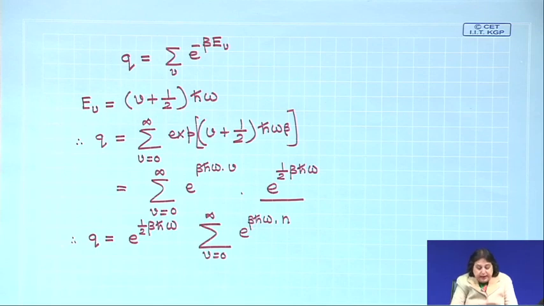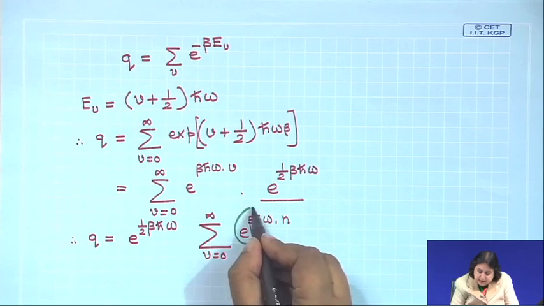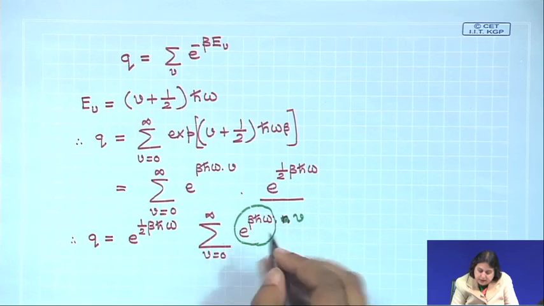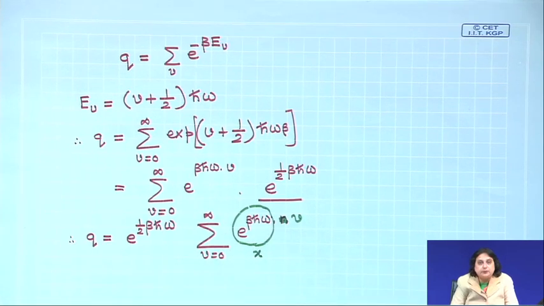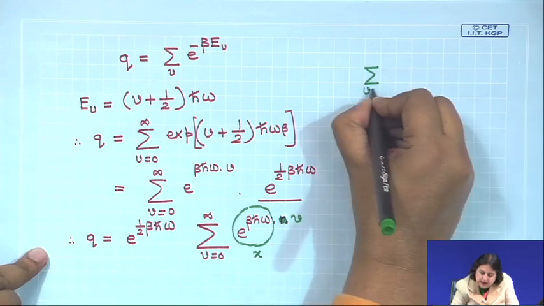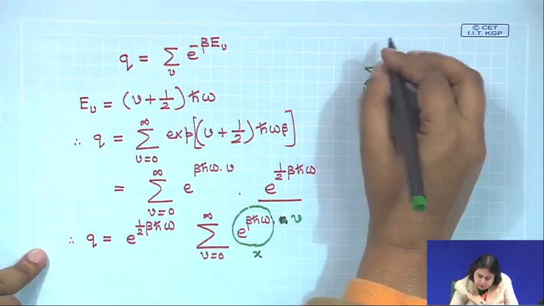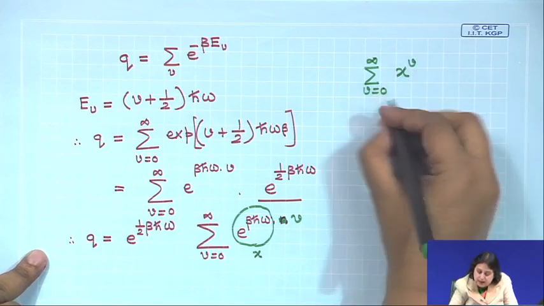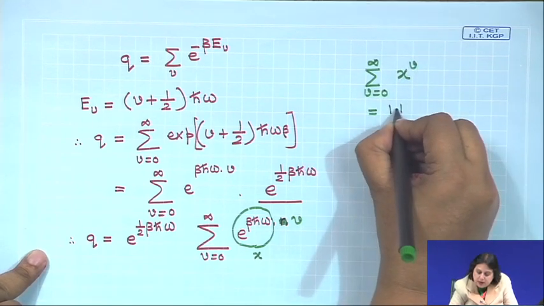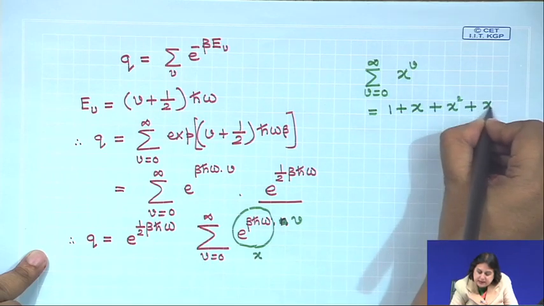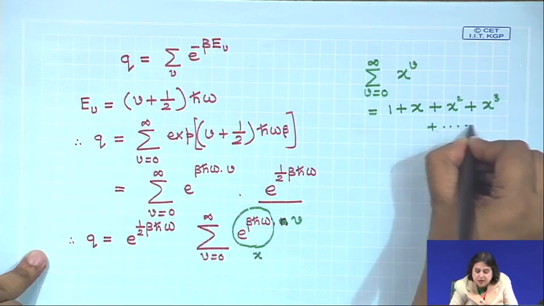So, in order to do that, what I am going to do is represent this, sorry, not n, this is v, this number as x. Okay. So, what does this summation look like then? I have the sum over v equal to 0 to infinity of x to the power of v, and this I can write down as 1 plus x plus x square plus x cube and so on and so forth.